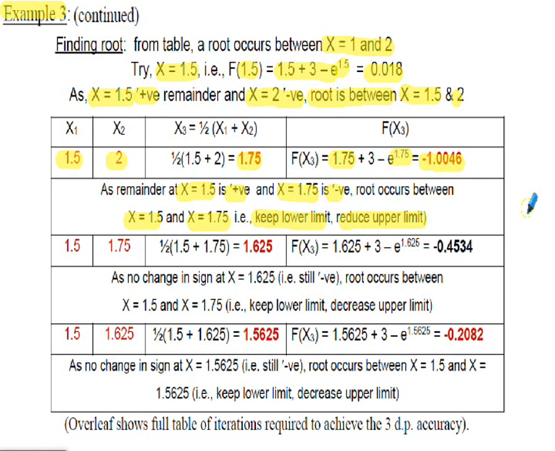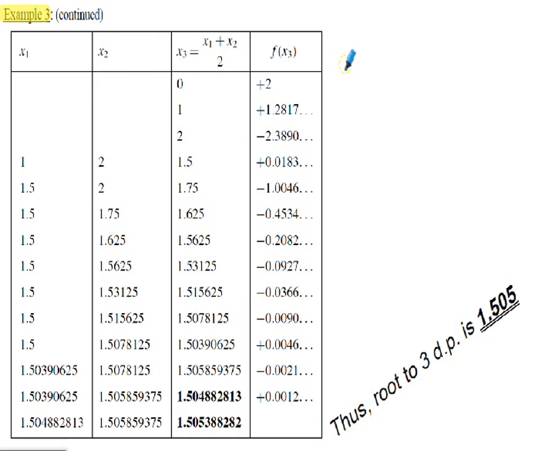Overleaf shows a full iteration table. You'll see that there are many iterations required to achieve the solution for example 3. So example 3, full listing of iterations shown here, but you should end up with a value of 1.505 to 3 decimal places for the positive root for the f(x) equation.